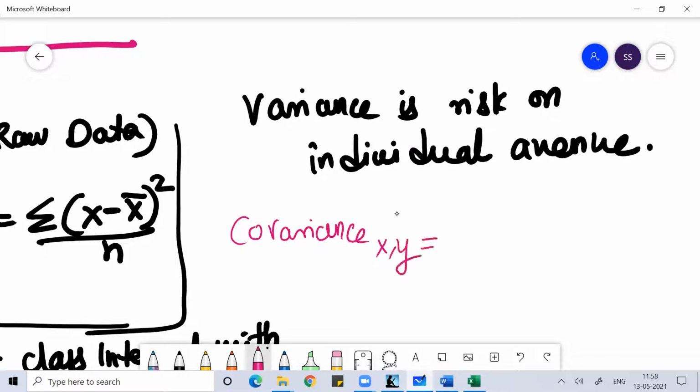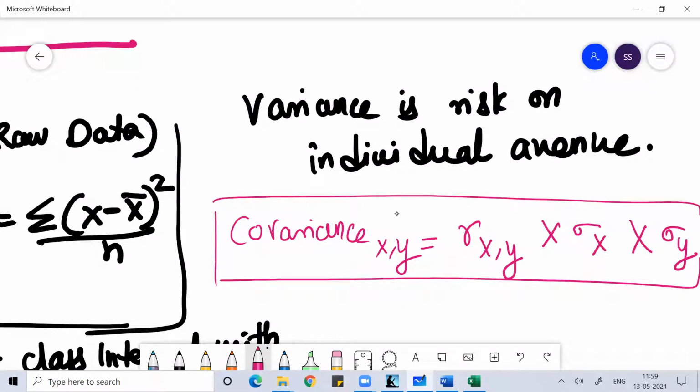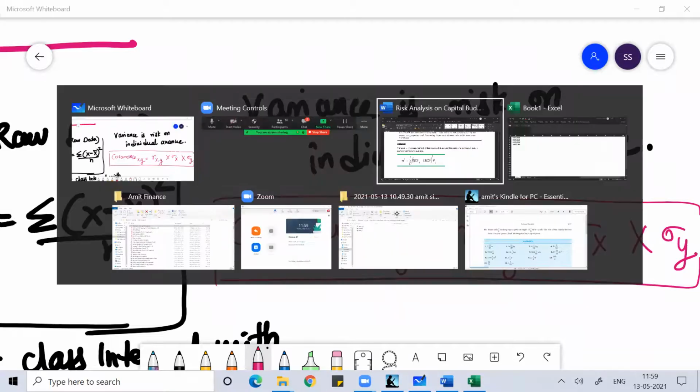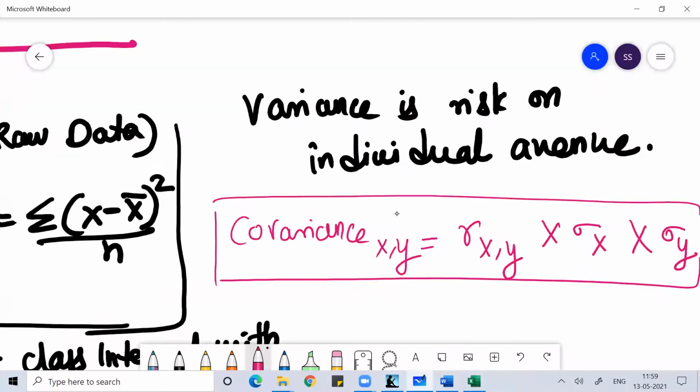When you bring more than two variables together, you have a new kind of risk which we call covariance. Suppose two variables are x and y. What is the covariance between x and y? That will depend on the coefficient of correlation between x and y into the standard deviation of x into the standard deviation of y. So this is the formula. It is very important when you study portfolio management and statistics, the relation between risk and covariance.